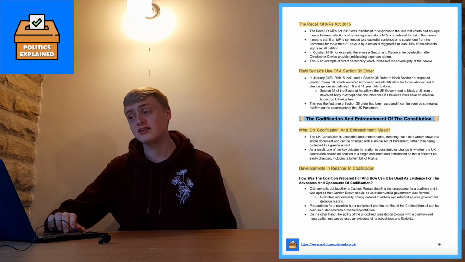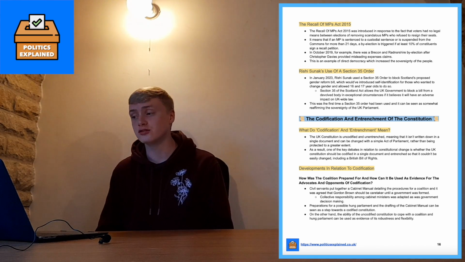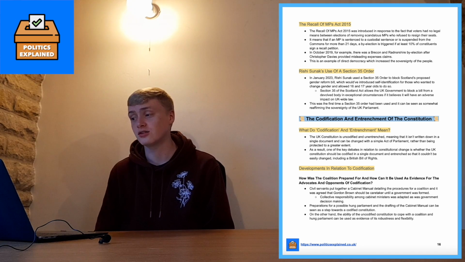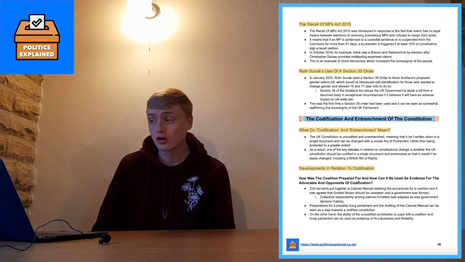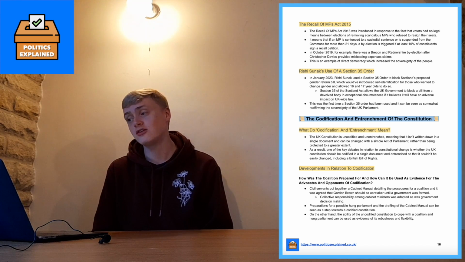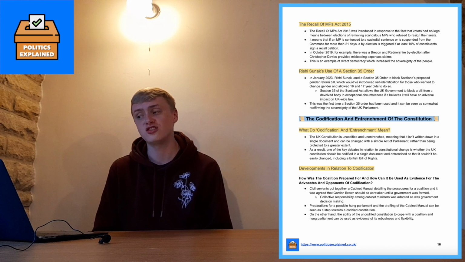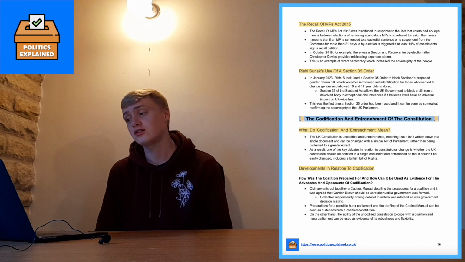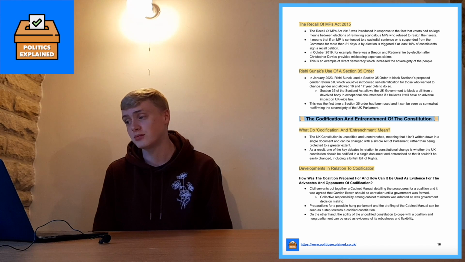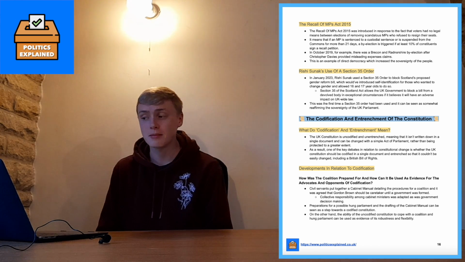And then finally, this is very recent, is Rishi Sunak's use of a Section 35 order. So in 2023, Rishi Sunak used a Section 35 order, so Section 35 of the Scotland Act, to block Scotland's proposed gender reform bill, which would have introduced self-identification for those who wanted to change gender and allow 16 and 17-year-olds to do so. Section 35 of the Scotland Act allows the UK government to block a bill from a devolved body in exceptional circumstances if it believes it will have an adverse impact on UK-wide law.